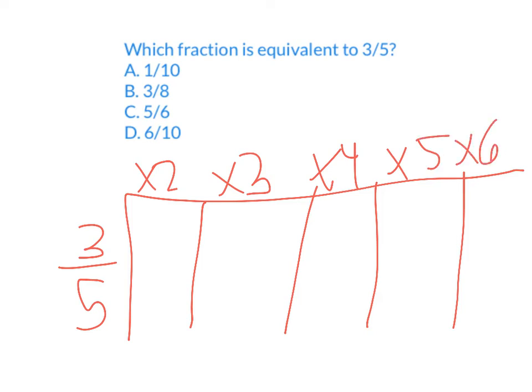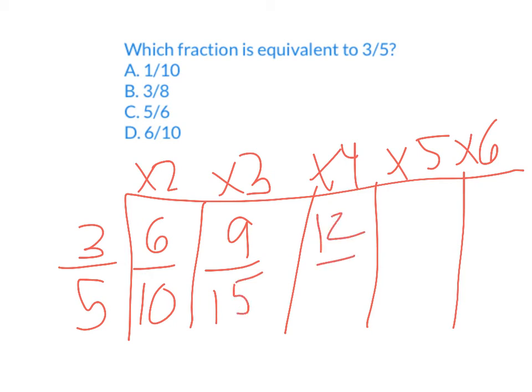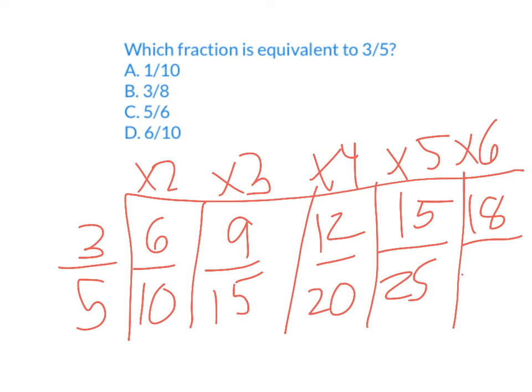So I'm multiplying both my top and my bottom by 2, 6/10, because I did 3 times 2 and 2 times 5. 3 times 3 is 9. 3 times 5 is 15. 4 times 3 is 12. 4 times 5 is 20. 5 times 3 is 15. 5 times 5 is 25. 6 times 3 is 18. 6 times 5 is 30.